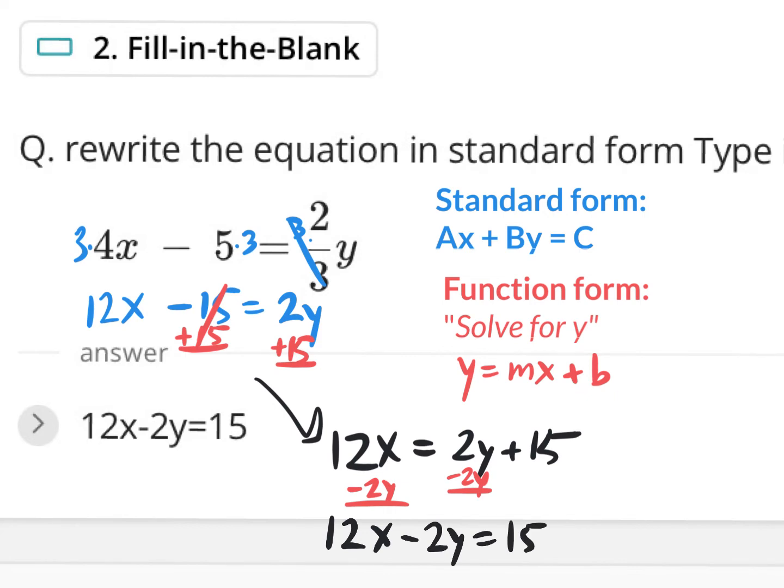And ladies and gentlemen, this is your answer, your equation that's in standard form. And of course, the instructions say to type it in with no spaces between your terms. That's exactly what I did here on the answer. 12x minus 2y equals 15. I hope we understand this, so let's move on.